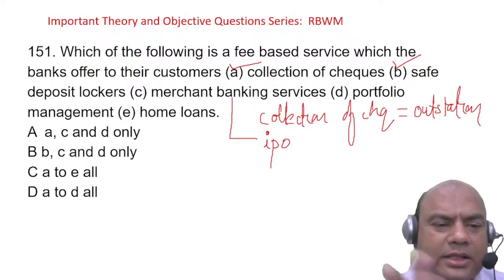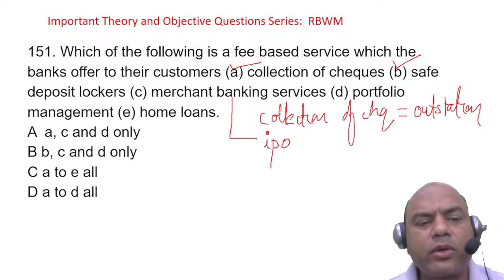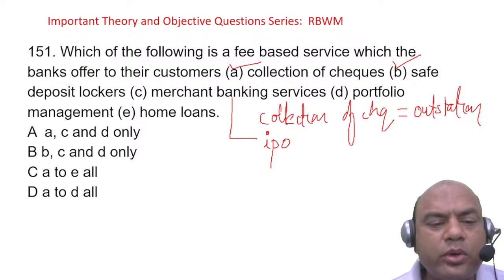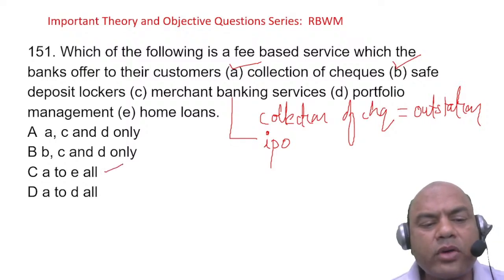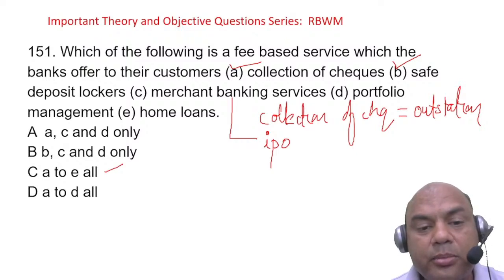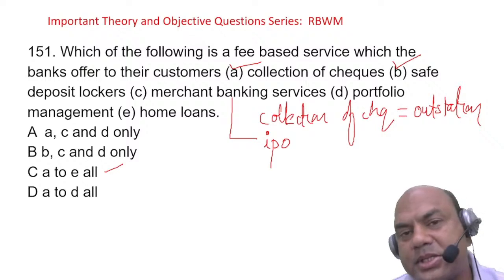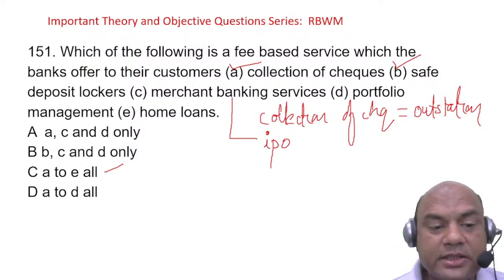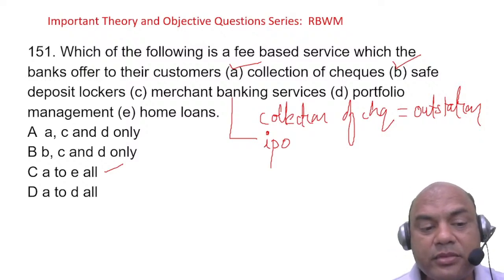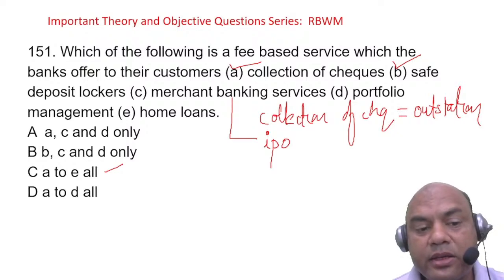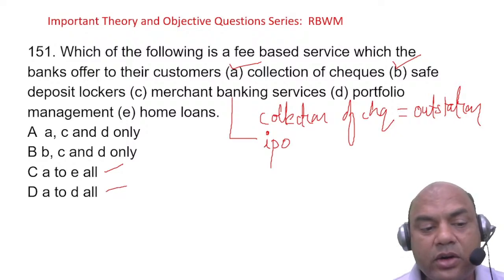Okay, let's do one trick over here. I'll say the answer is A to E all, and what do you say? Do you say A to E, or A to D? Home loan is not a part of fee-based. Let me check. I'll say the answer is A to E all, and you say A to D. Now what do you think? Is the option C or D?